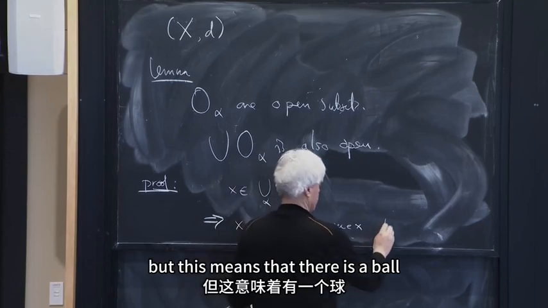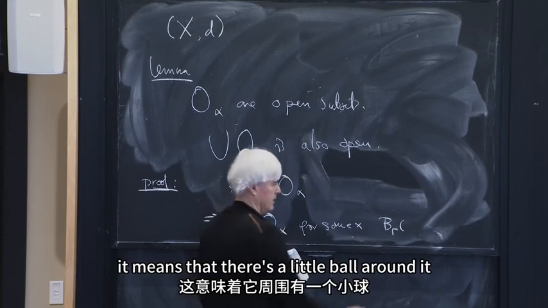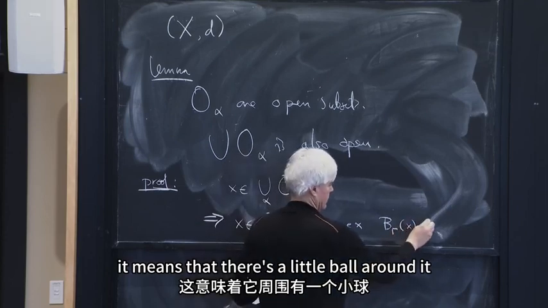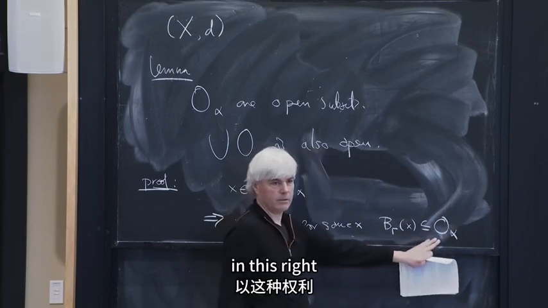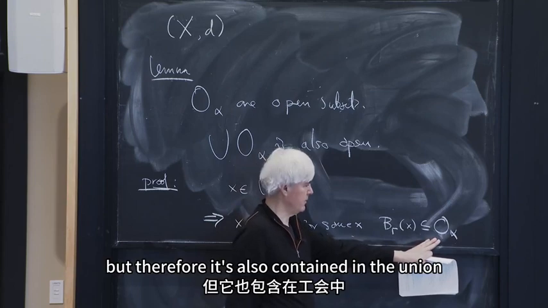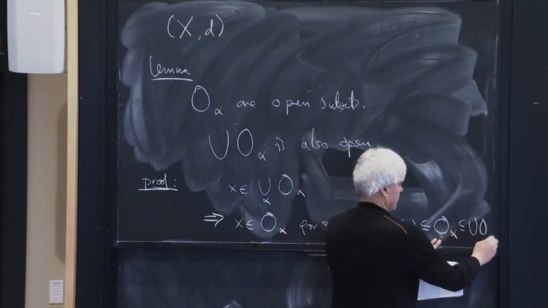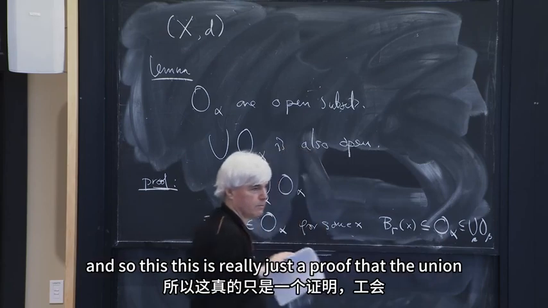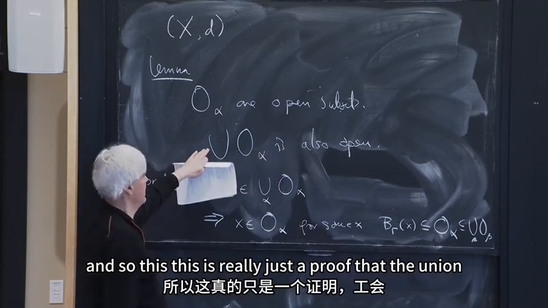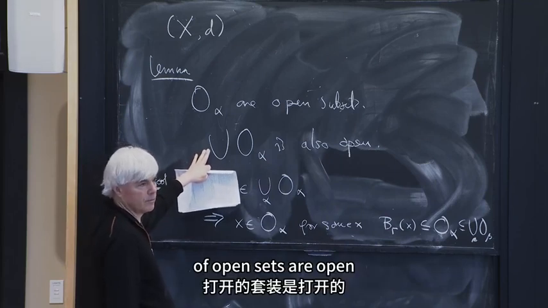But this means that there is a ball around it, because this here is open. It means that there's a little ball around it that is contained in this. But therefore it's also contained in the union of these guys. And so this is really just a proof that the union of open sets is open.